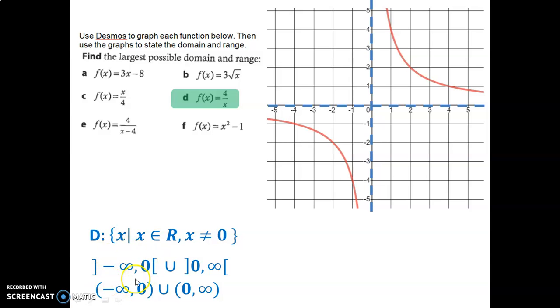So x values can be any of those numbers, and this means union. So that means or x values can be any of these values. And notice how this bracket is turned out. That means you do not include 0 here, and 0 is not included here either. So that means 0 is that one exception, just like we see here.